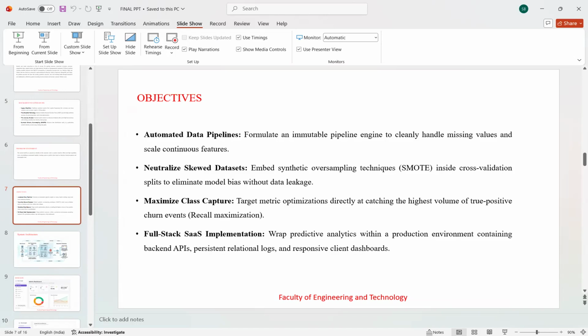Next one is a full stack SaaS implementation. It deploys the model in a real system. And next will be continued by Shreya.